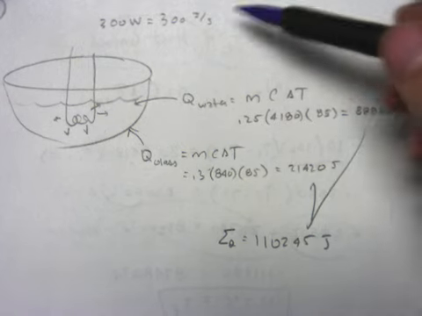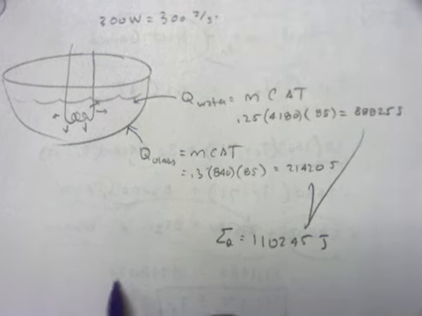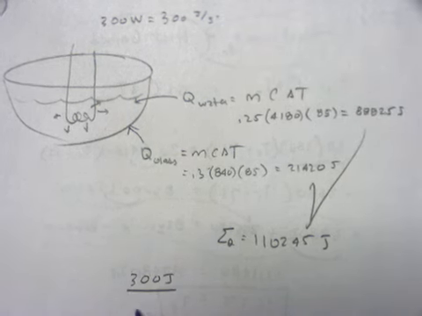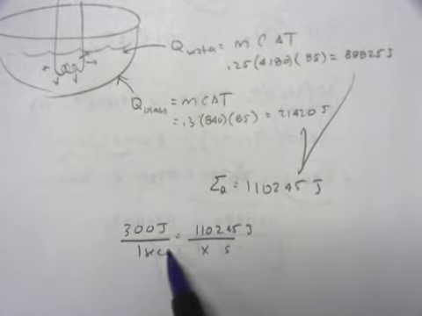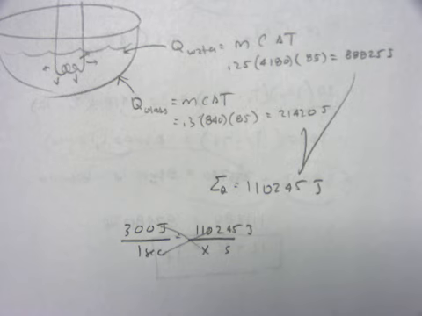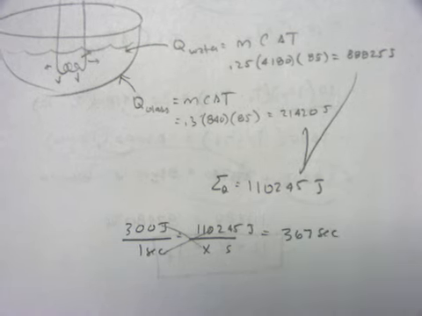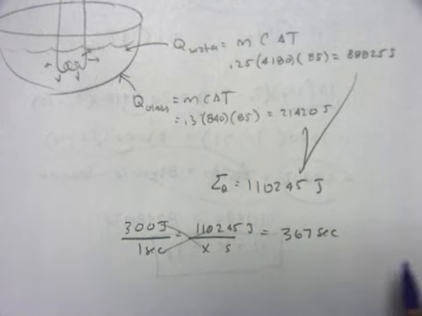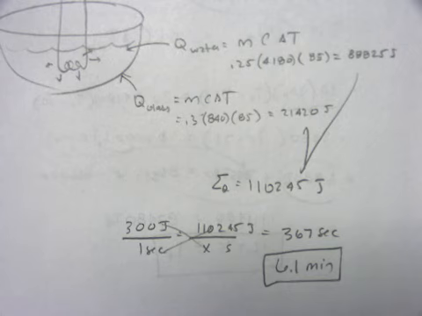So what I do, I'm getting 300 joules every second. So you could set up a proportion. I get 300 joules every 1 second, 110245 joules in X amount of seconds. So I could cross multiply and divide. So I take this divided by 300, and I get 367 seconds. So I could divide that by 60 again, and I get 6.1 minutes. And that's what your book has, 6.1.